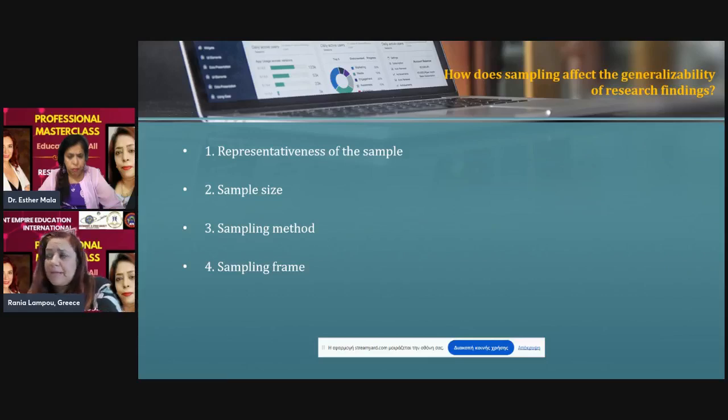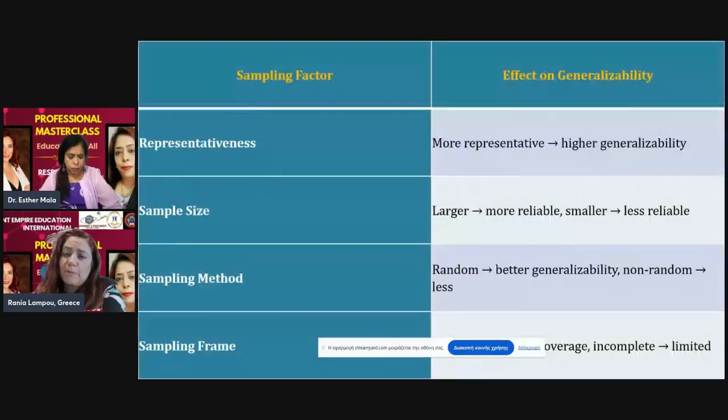The sampling frame is the list or source from which the sample is drawn. It must cover the target population well. If parts of the population are excluded from the frame, the findings may not generalize to this group. So here we can see a summary table: the sampling factor, and what is its effect on generalizability.